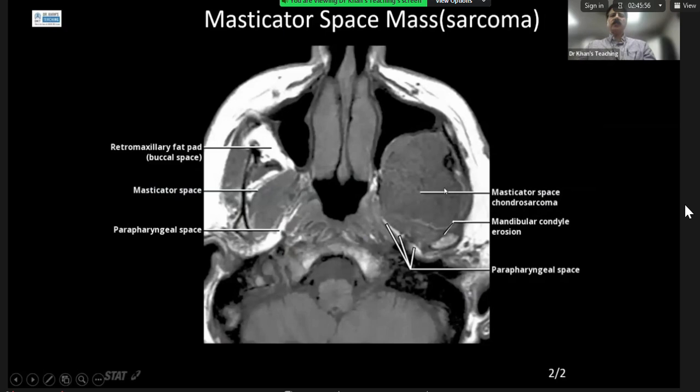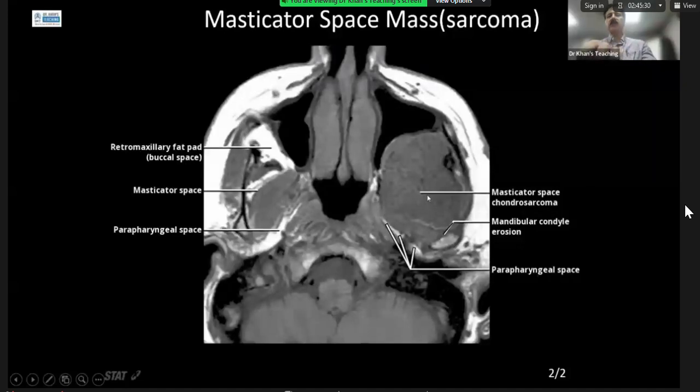Now, this is, for example, a case in which you see the right-sided masticator space sarcoma. So this is the concept. This is the right-sided masticator space. First of all, you have to know your anatomy, that this is medial pterygoid, this is lateral pterygoid, and then you will understand that this is a mass in the masticator space.